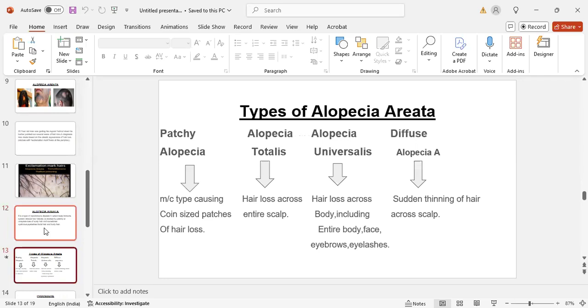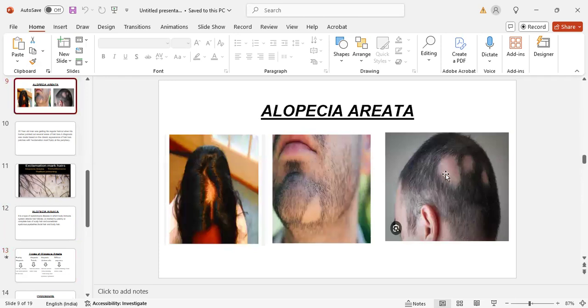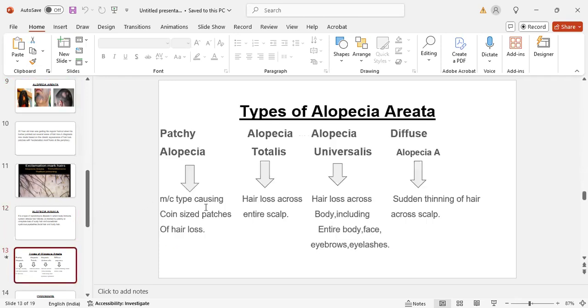So what are the different types of alopecia? Patchy alopecia, alopecia totalis, alopecia universalis, and diffuse alopecia areata. What is patchy alopecia? It is the most commonly seen type, in which there are coin-sized patches. See this picture I have explained. Can you see these coin-sized patches? This type of patient will present to you with coin-sized patches of hair loss.